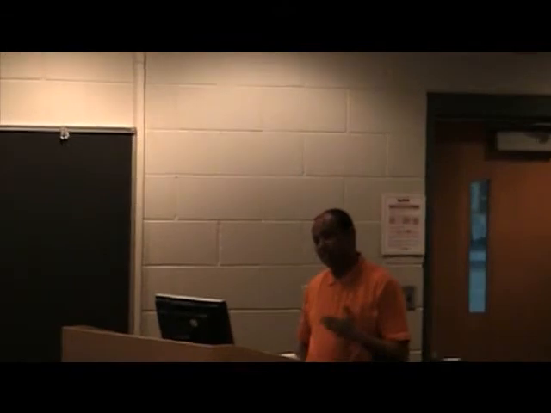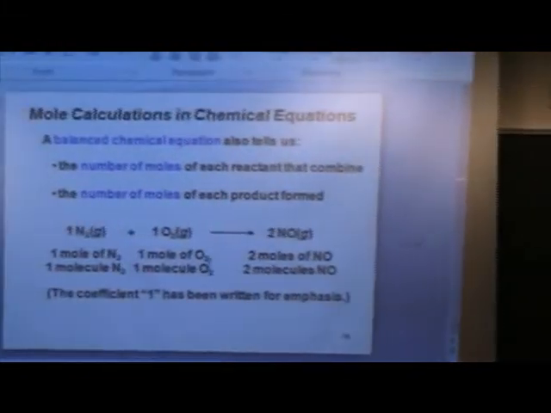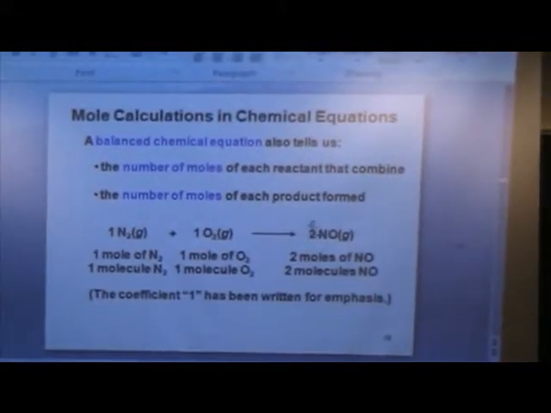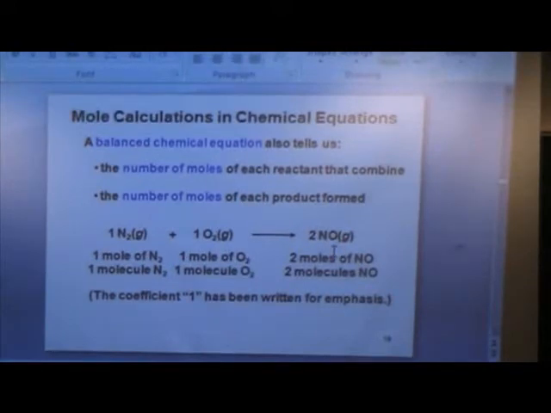A balanced chemical equation is not for beauty. It's not just because we like it. A balanced chemical equation has its own practical purpose. Okay? You have to show. So to balance the chemical equation, you need to use what? Numbers in front of the chemical formula, which are coefficients. These coefficients are used to balance the chemical equation.